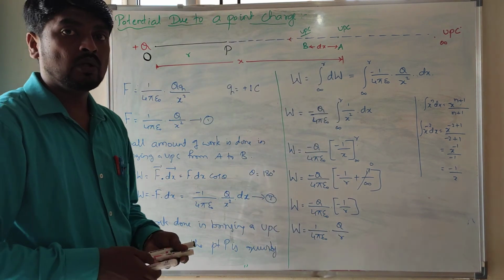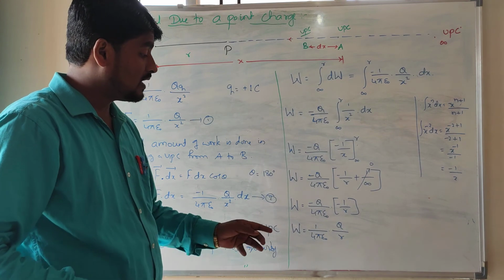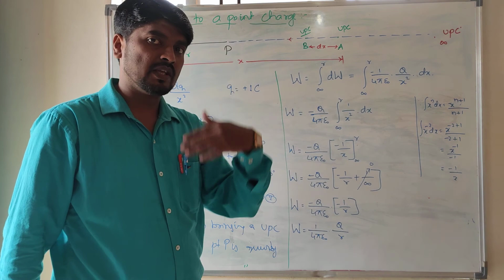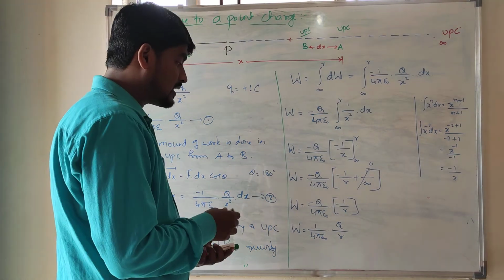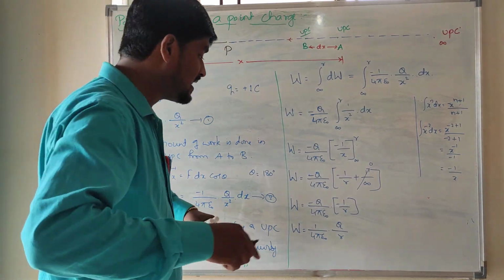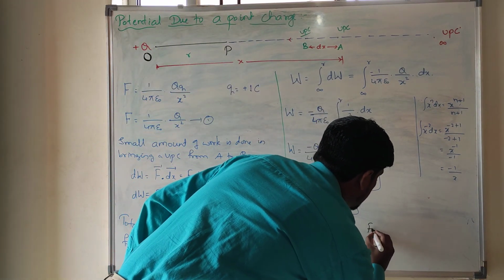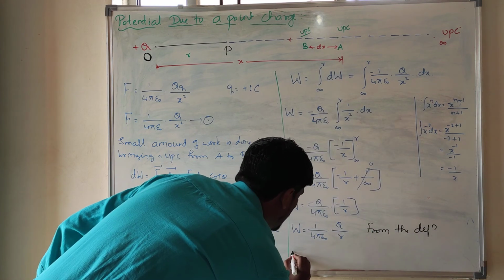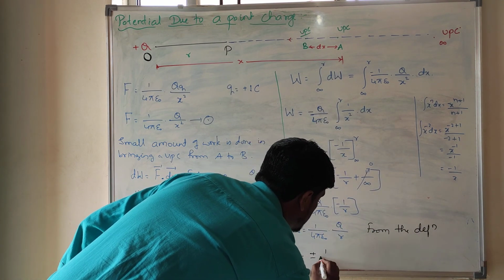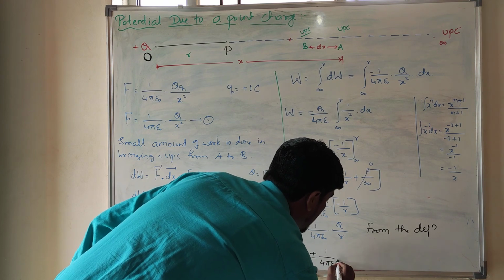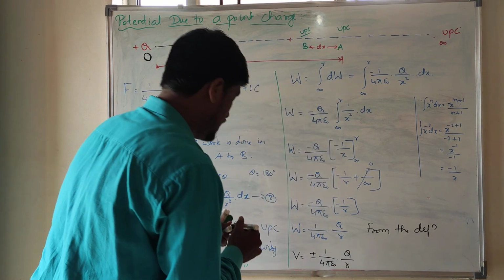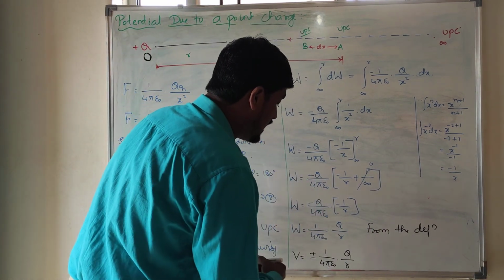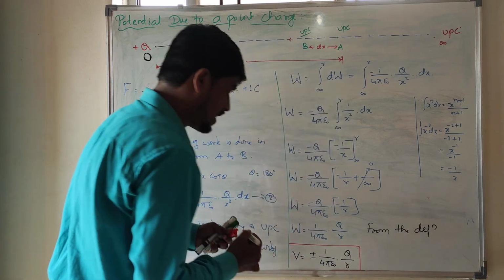Now just recall the definition of the work done: the electrostatic potential is nothing but the work done in bringing the UPC from infinity to the point. So now the electrostatic potential and the work done are one and the same. So from the definition, V is equal to plus or minus 1 by 4 pi epsilon naught q by r is the final expression for the electrostatic potential, because we know that electrostatic potential is nothing but the work done.